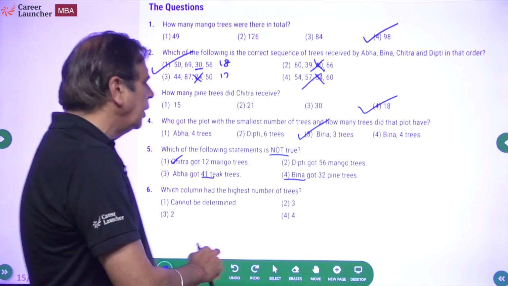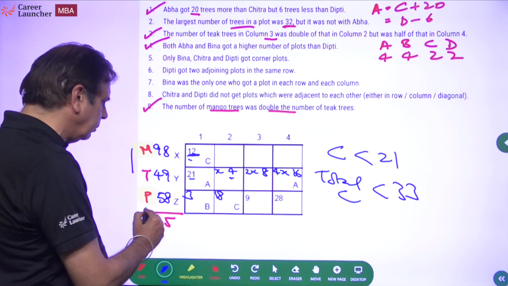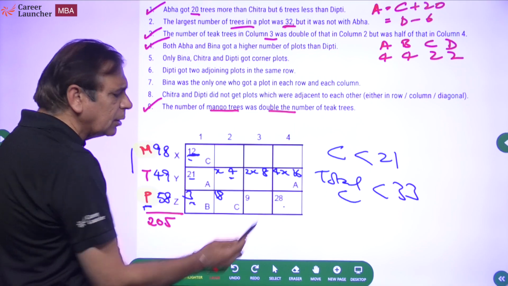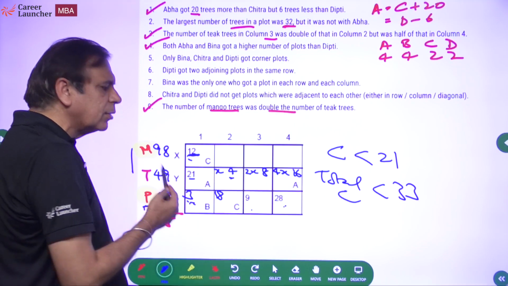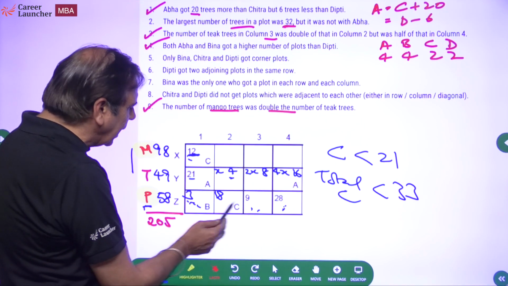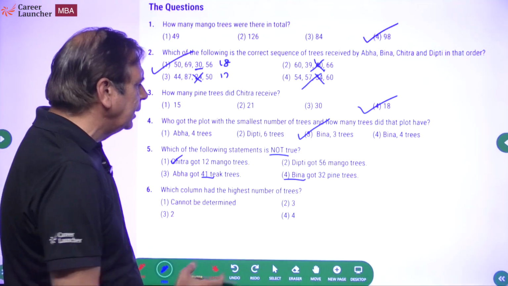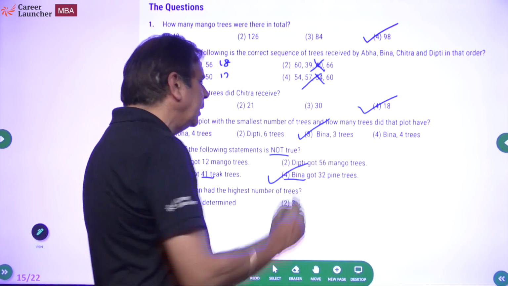Beena got 32 pine trees. Let's see. Beena, pine trees are here. These are my pine trees. Beena has got 3 out here. If this is Beena, it will become 28 plus 3, 31. If this is Beena, it will become 9 plus 3, 12. If all 3 are Beena, it will be 28 plus 9 plus 3. Not possible. None of them is going to be correct. So Beena got 32 pine trees is incorrect, and hence this should be the answer.